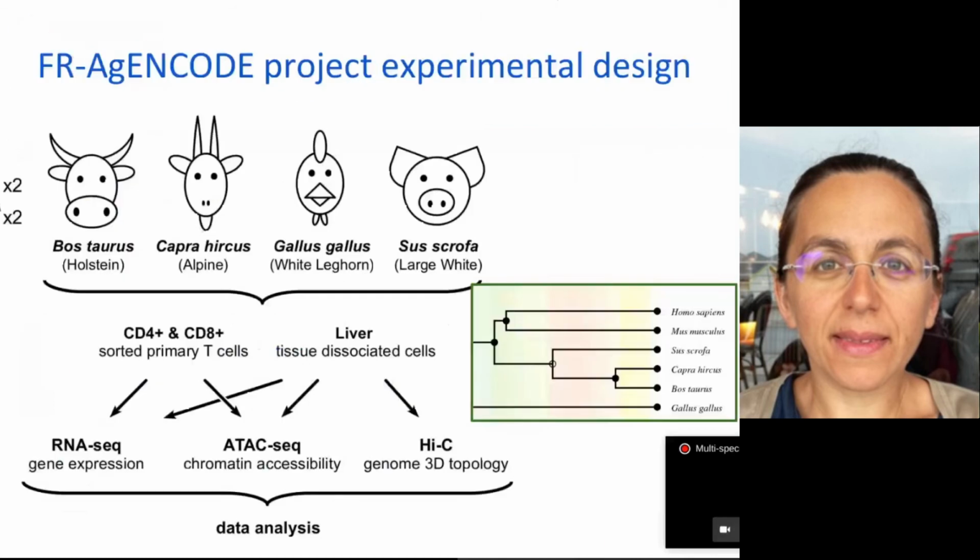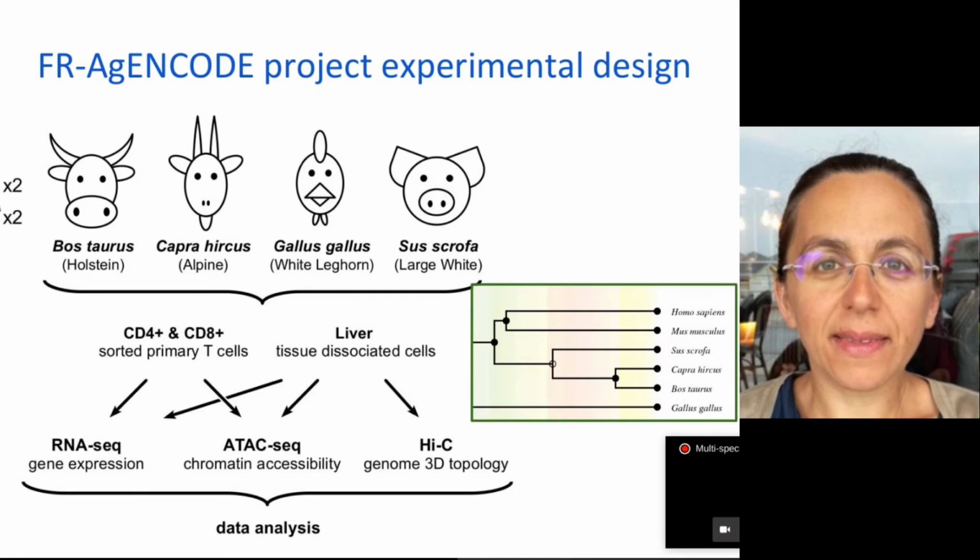Then on slide 4, I give here the experimental design of this project. Here we are studying 4 different livestock species, which are cattle, goat, chicken, and pig, that are the most extreme in terms of phylogenetic distance. The distance is 300 million years. For these 4 species, we have 4 different animals, 2 males and 2 females, on which many different tissues, like 40 tissues, were sampled and kept. But in this project, we focused on 3 tissues, which are liver and CD4 plus and CD8 plus T cells.